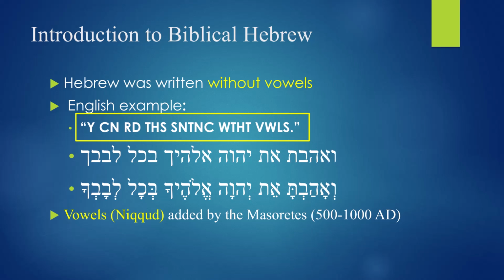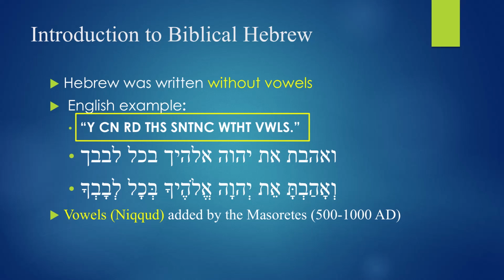And here is how you read this sentence. This sentence should read, you can read this sentence without vowels. That is how you read that sentence. And already you can see that it's very easy to read a sentence without vowels, even in English. As long as you're familiar with the language, you can read sentences even when they are lacking vowels.